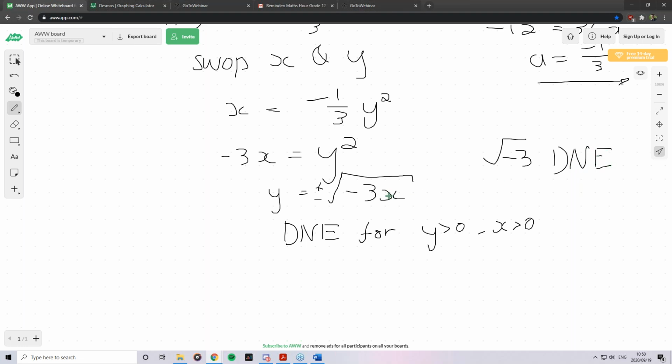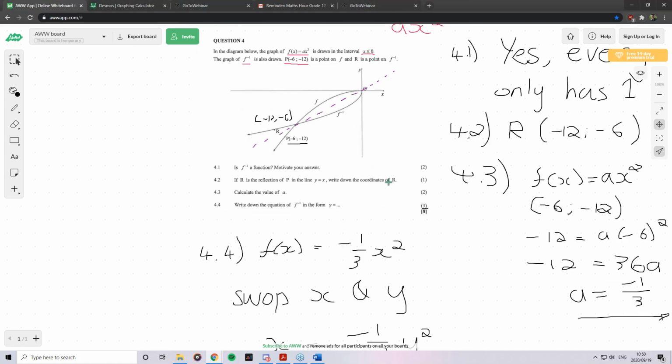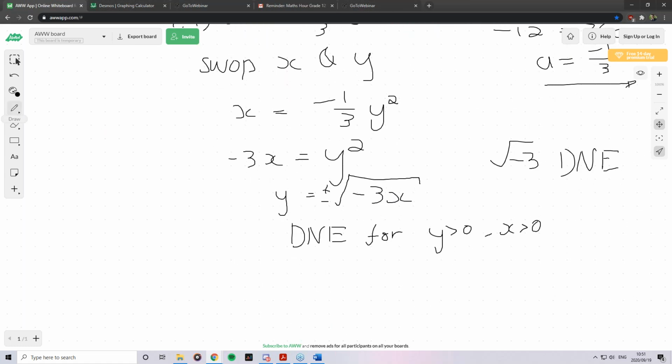So if x is 3, if x is 1, it doesn't work. That is why we restricted it to less than or equal to 0. And we have that the answer is f inverse of x is equal to minus the square root of minus 3x, for x less than or equal to 0.